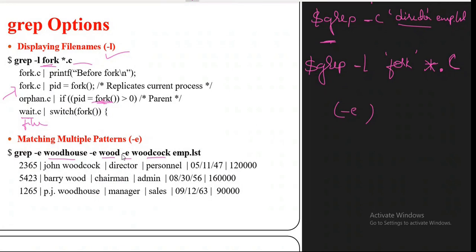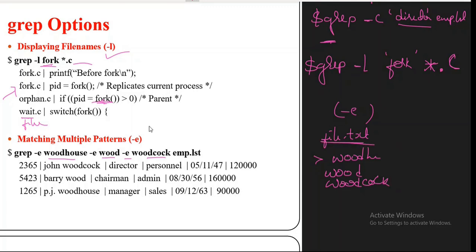Okay, in case you don't want to specify all these patterns directly on the command prompt, you can store each pattern into a file. Consider creating file 1.txt. In this file, the first line should contain the pattern wood house. Then woodcock. You can just store them into a file and give this as an input to the command.